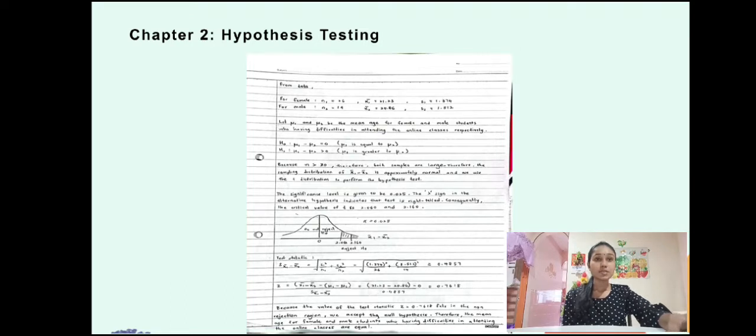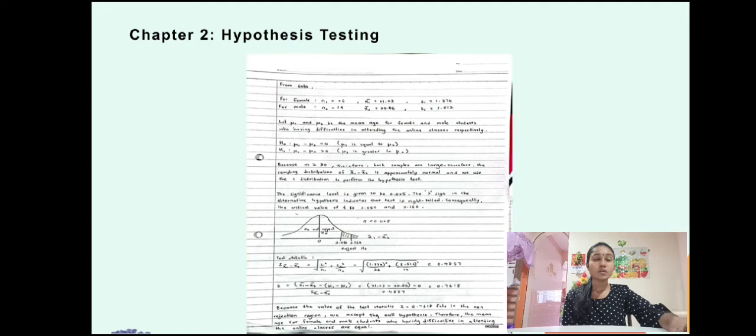Therefore, the sampling distribution of mean 1 minus mean 2 is approximately normal and we use the t distribution to perform the hypothesis test. The significance level is given to be 0.025 and the more than sign in the alternative hypothesis indicates the test is right tail. Consequently, the critical value of t is 2.060 and 2.160.